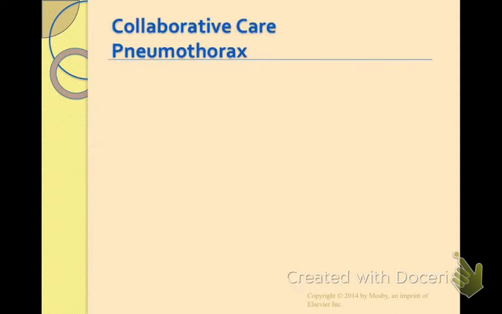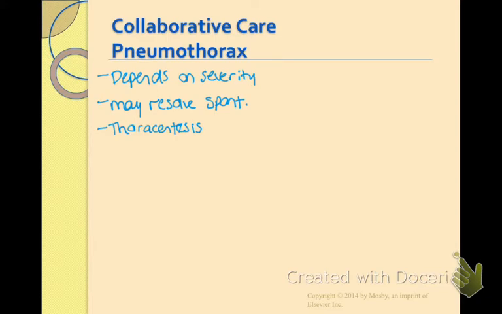So what are we going to do for treatment? Well, that depends on the severity. Some pneumothoraxes are very tiny. Others, and the tiny ones may resolve spontaneously. You won't have to do any treatment. Others are more severe, like your tension pneumothorax. And those are going to require a thoracentesis, maybe to aspirate, or even a placement of a chest tube. Now, with a drainage system. So a chest tube with a drainage system is the most definitive and common form of treatment.